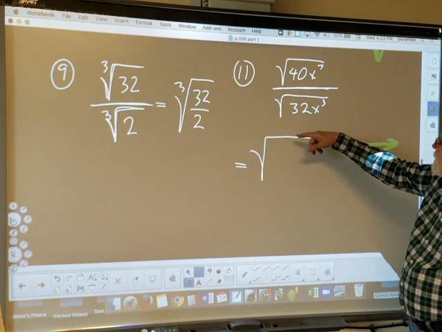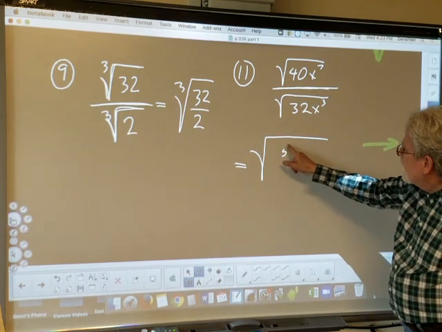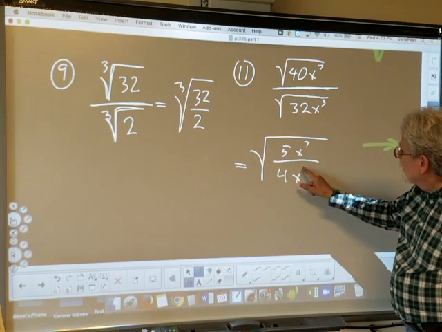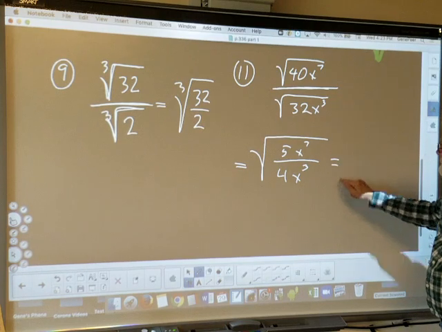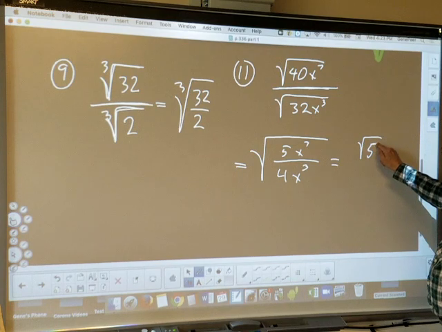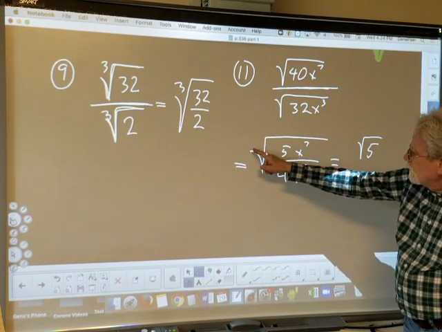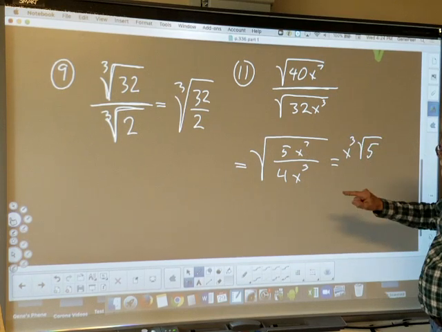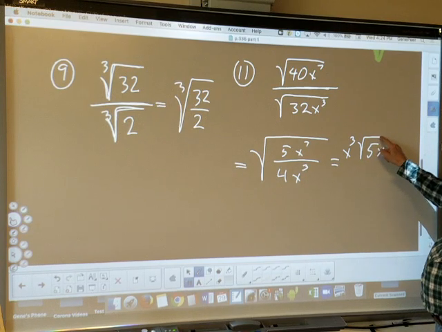Now what do we have? Okay, let's divide by 8 and divide by 8. That gives us 5x to the 7th over 4x cubed. Yeah, that's going to be prettier. We don't know the square root of 5, we're stuck with that. We can take out x to the 6th, because we know the square root of x to the 6th is x to the 3rd. Pull it out. We're left with an x inside.